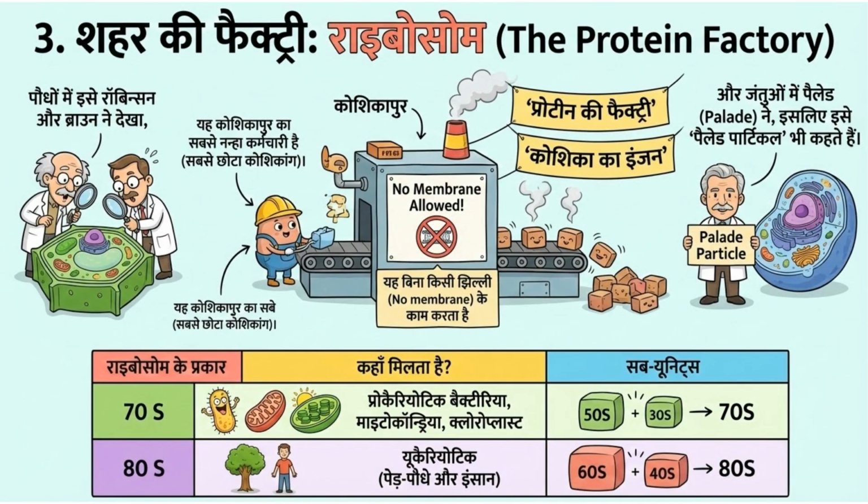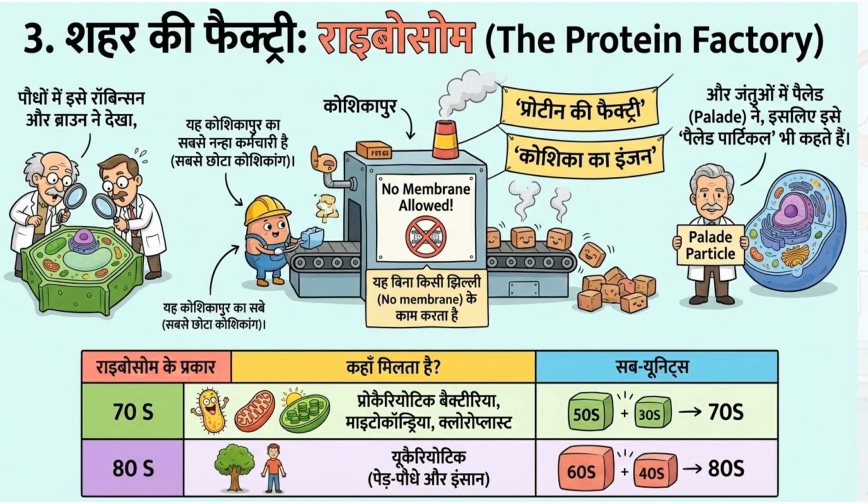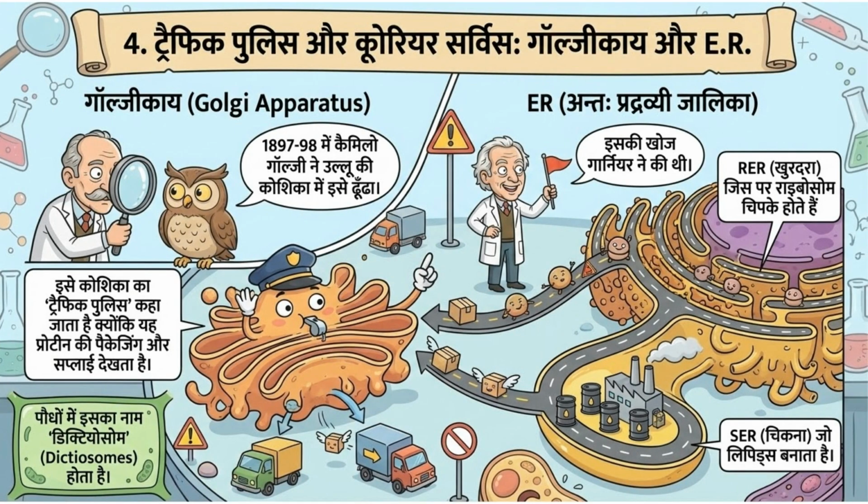It's the smallest organelle and has no membrane. Discovered in plants by Robinson and Brown and in animals by Palade, it's also called the Palade particle. Ribosomes synthesize protein, hence the name protein factory. Ribosomes come in two types, 70S and 80S.